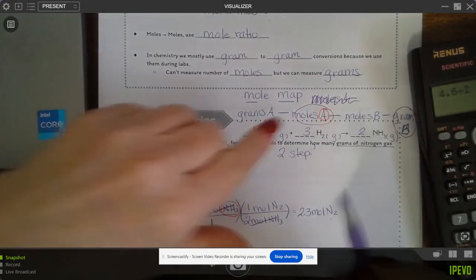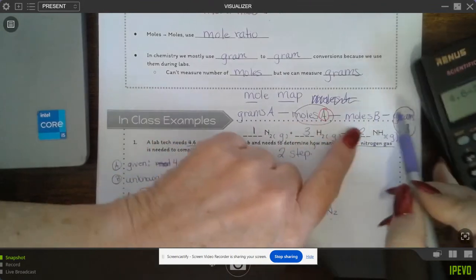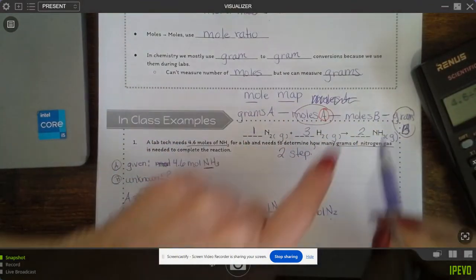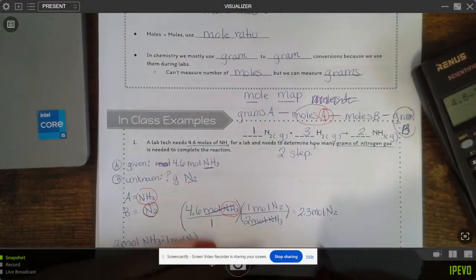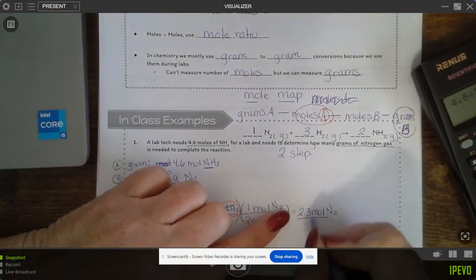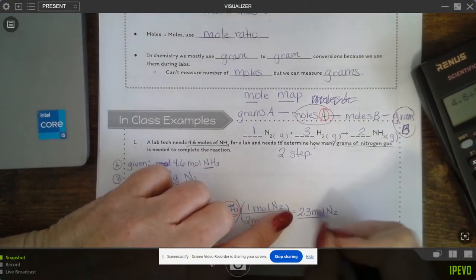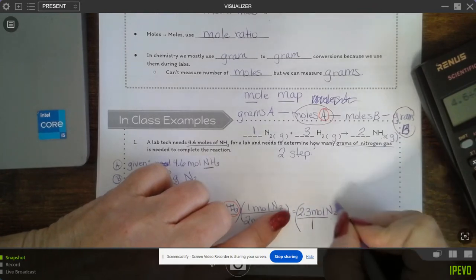Step 2 then is to go from moles of B to grams of B. So a mole conversion. And I'm just going to start with here's my given for that mole conversion.